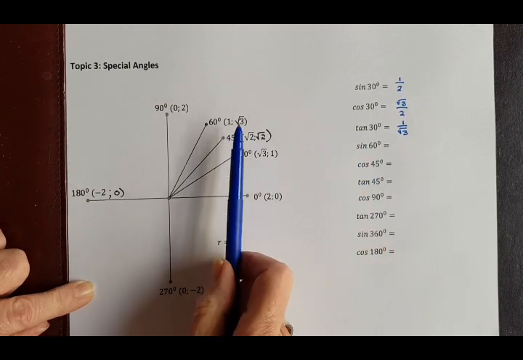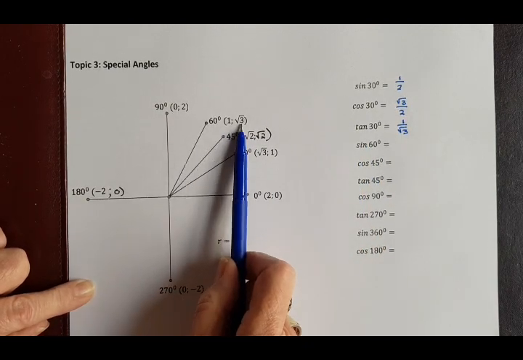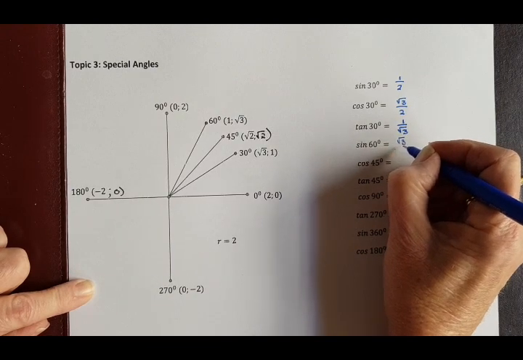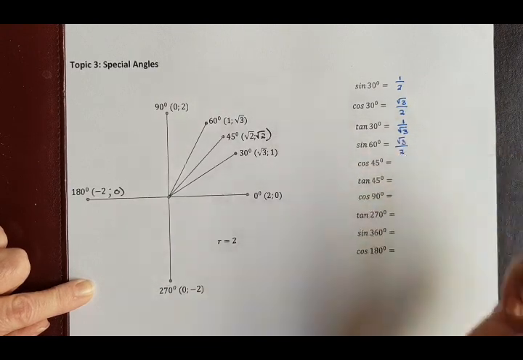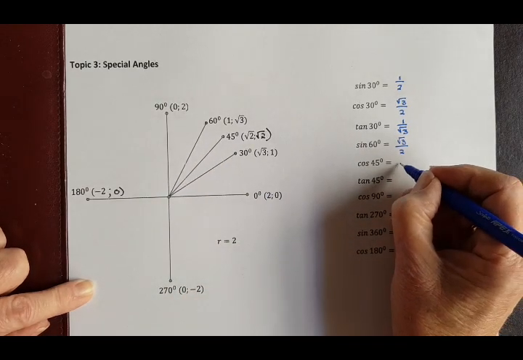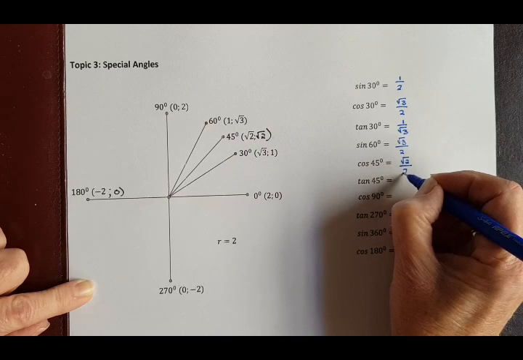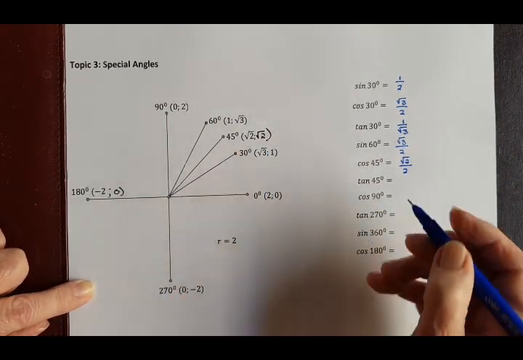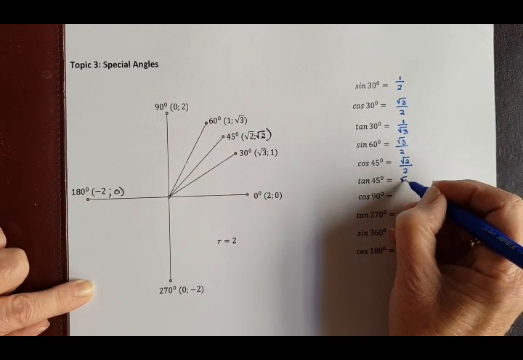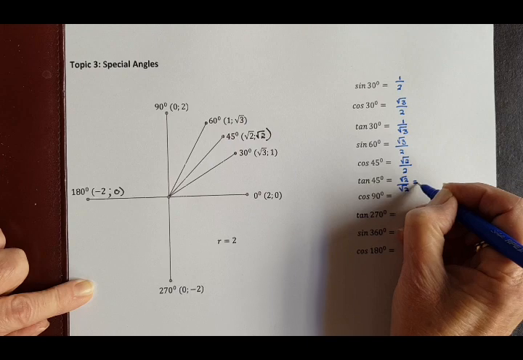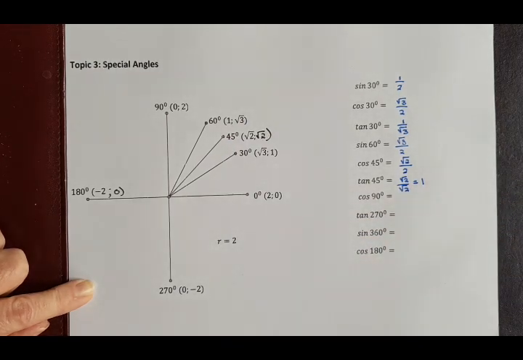Sine of 60, go to 60 degrees. At 60, my y value is root 3. My r value is still 2. At 45 degrees, cos of 45 is my x value over my r value. Tan of 45 is my y value over my x value, which is 1.